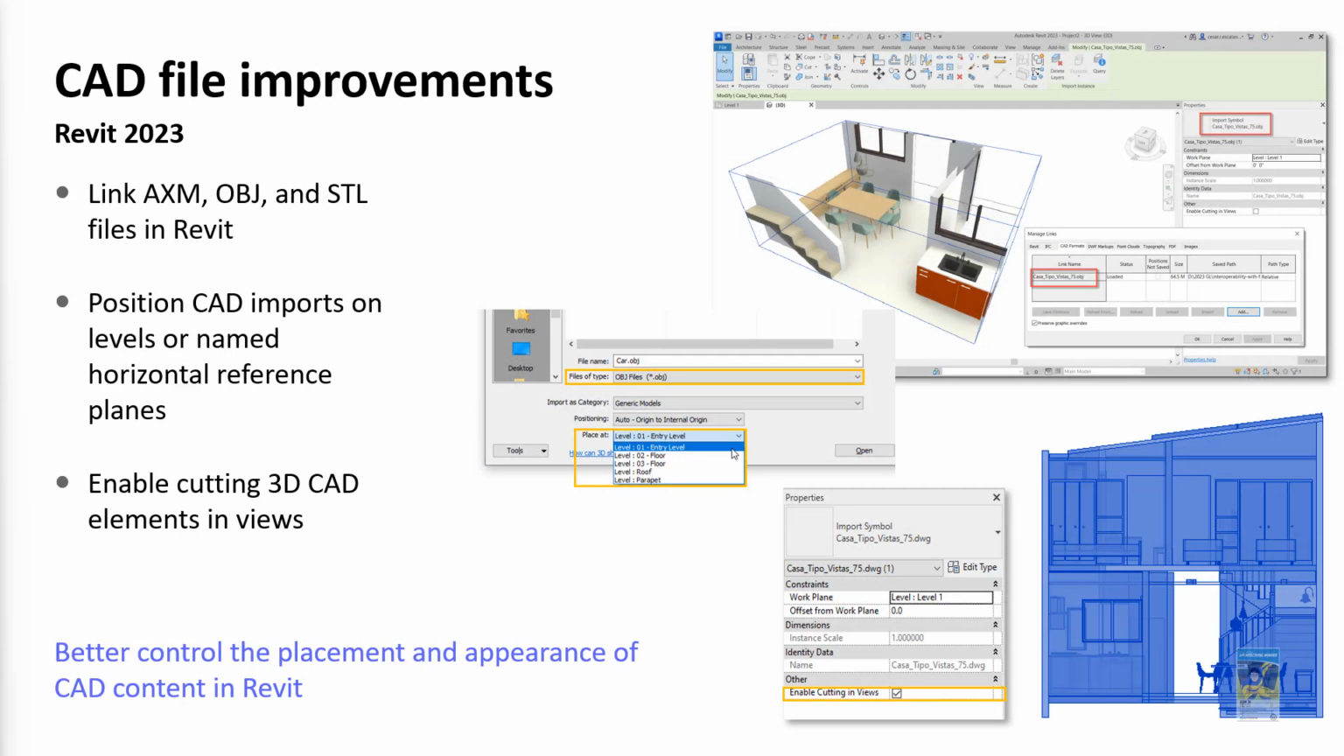CAD file improvements. You have the ability to link AXM, OBJ, and STL files in Revit. And I did find this out earlier when I made the video on the pickup work plane functionality, that new feature, because they were talking about how you can place a CAD file onto that plane that you're working with. And in reality, it depends on the file type. So here you have to make sure your file types are AXM, OBJ, and STL in order for you to use the new place at functionality within that dialog box.